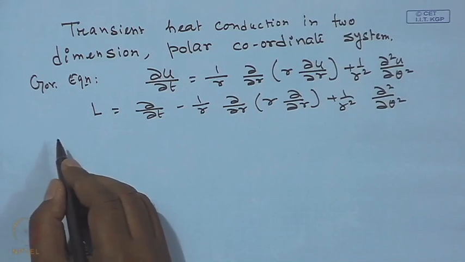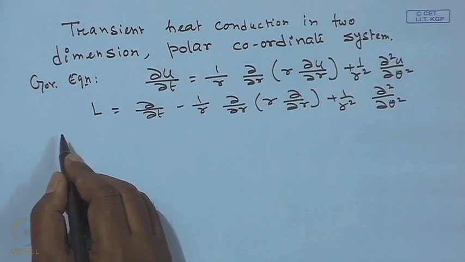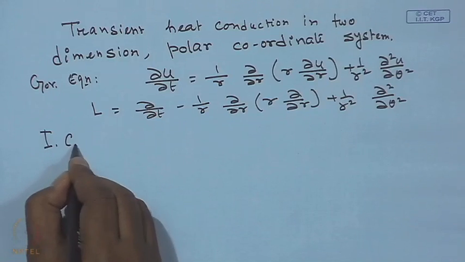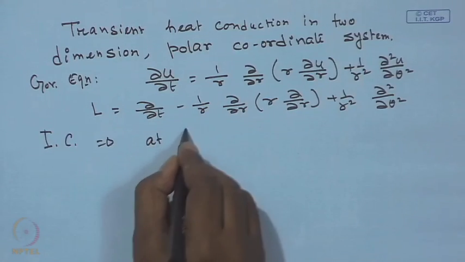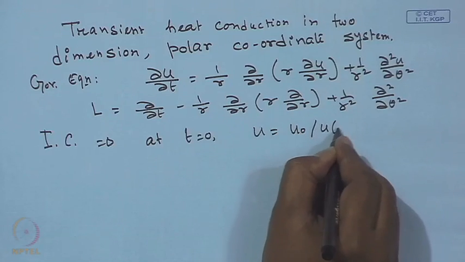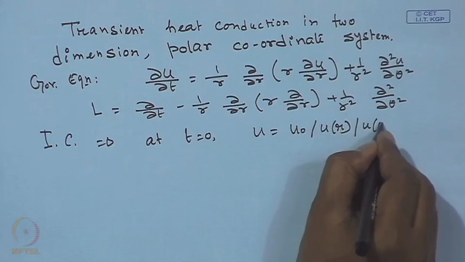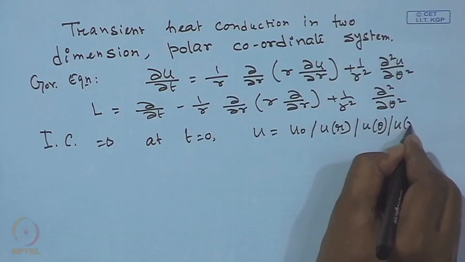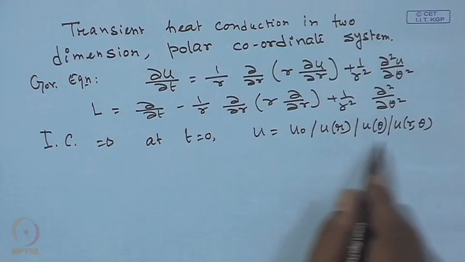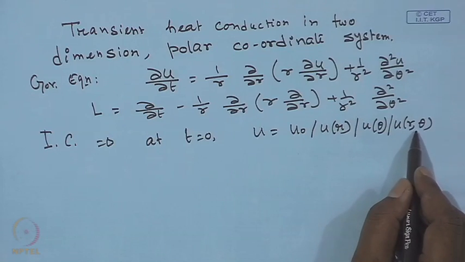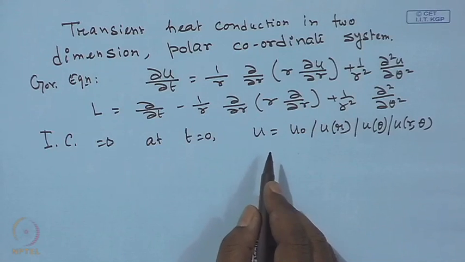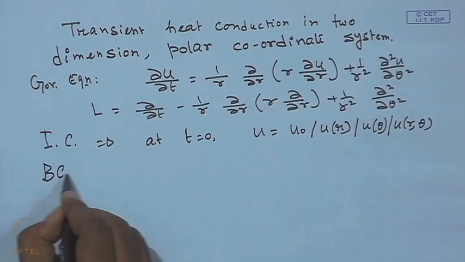Now, let us set up this problem by fixing up the initial and the boundary conditions. The initial condition is that at t is equal to 0, u may be a constant, or it may be a function of r, it may be a function of theta, it may be a function of in general r and theta. So, this may be the general initial condition, that u may be a function of r and theta both, or it may be constant, it may be a function of r alone, may be a function of theta alone. Now, let us set up the boundary conditions.